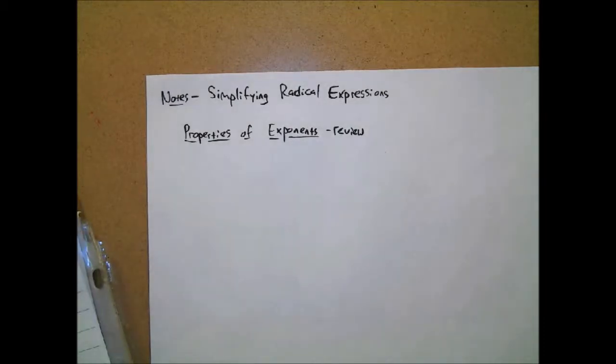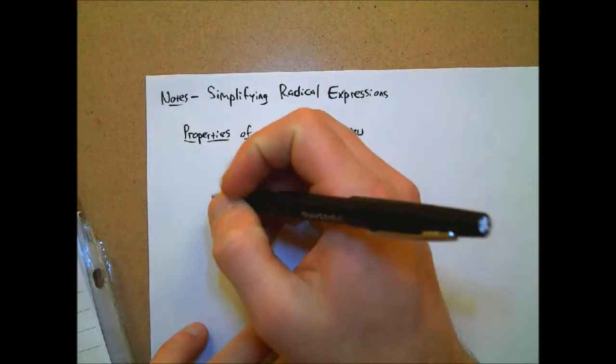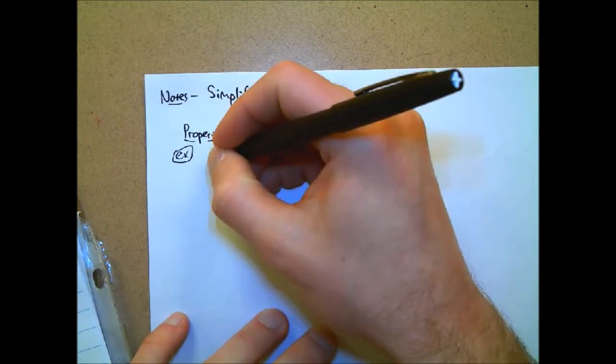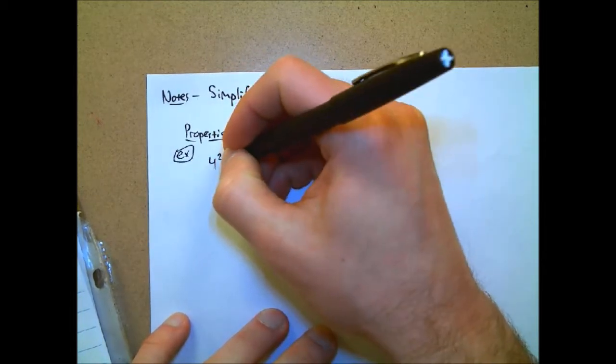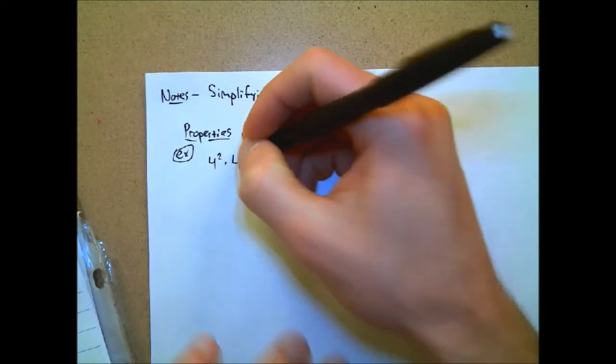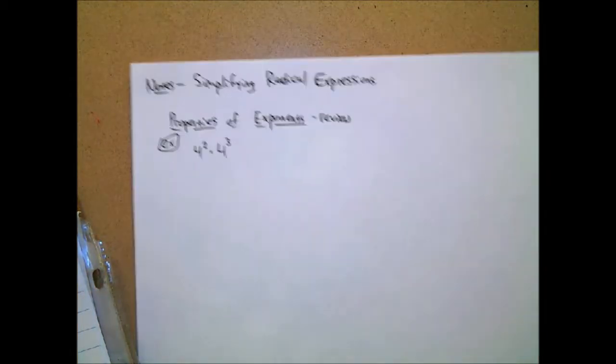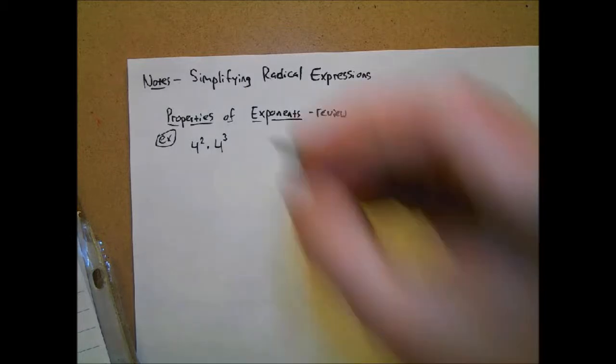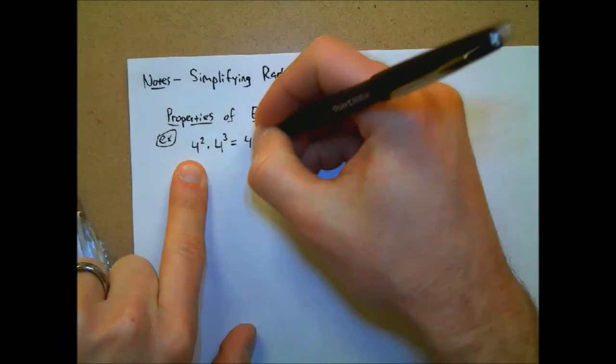I'll just do this with examples here, as opposed to generic variables and stuff like that. So, for example, if we have 4 squared and we multiply by 4 to the third, before I jump into what the actual property is, let's break down what that means. When you square 4, what are you really doing? Multiply by itself, right? So 4 squared is the same thing as 4 times 4.